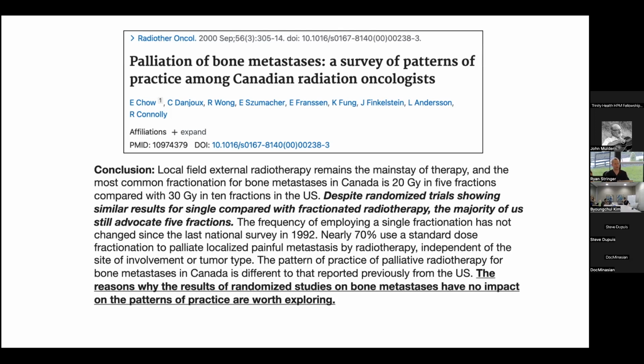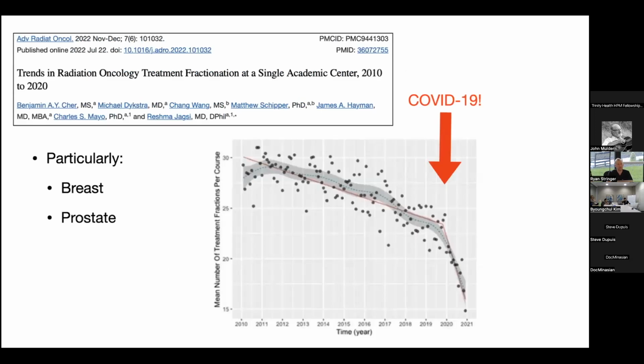If the evidence is not supporting the use of continued and multi-fraction treatments for pain relief, then why aren't the practice patterns really changing? So this is a study that came out of the University of Michigan that I thought was very interesting. So we see kind of a really slow trend. These guideline recommendations are coming out in the 2012 to 2014 to 2017 range. We see maybe a little bit of a shift in their institution with a decreased number of treatment fractions per course of radiation. And then suddenly COVID-19 hits in 2020.